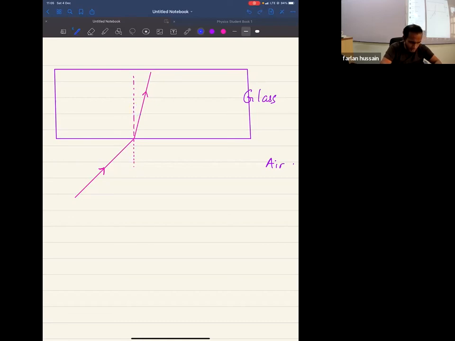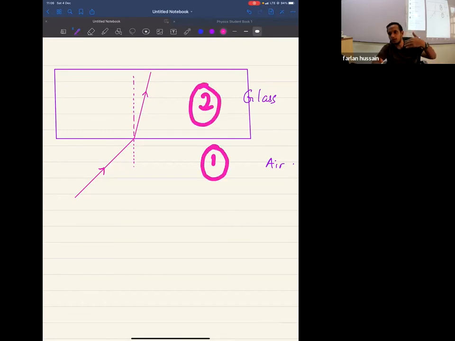But on a general note, forget about this air and glass story. I will call this medium 1 and this medium 2. It can be any medium, glass or water or perspex or air or any plastic, polythene or whatever medium. I'll call it 1 and 2. So the angle here I will take as theta 1, and here the angle I'll take as theta 2.